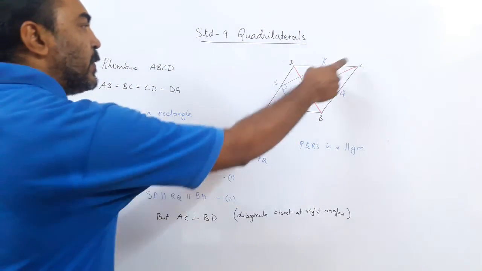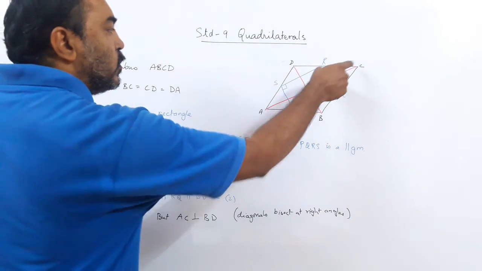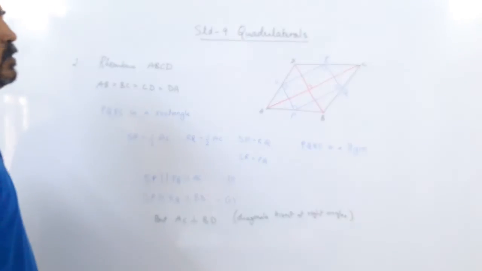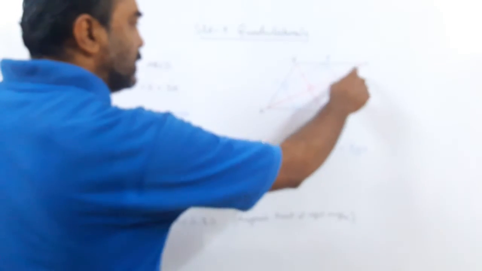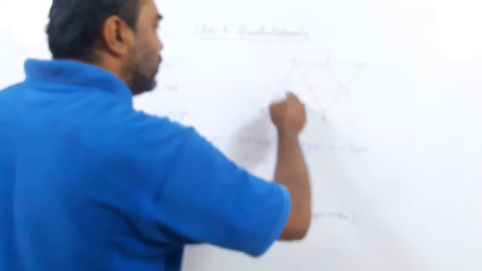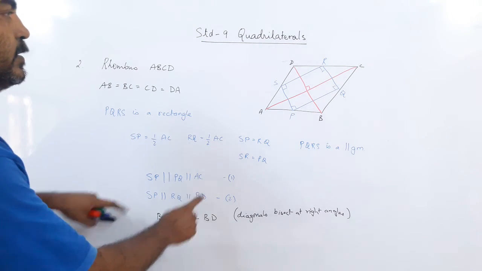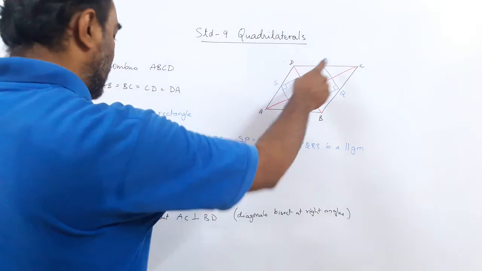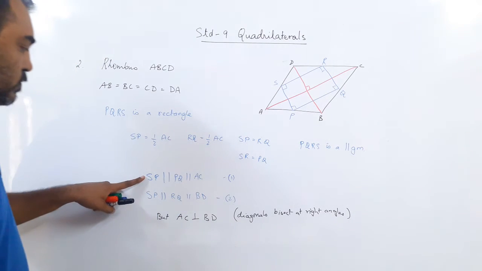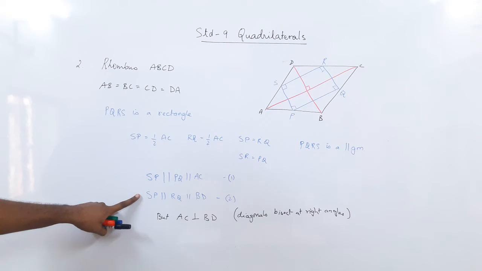Now, if BD is perpendicular to AC, it means even SP is perpendicular to AC. Clear? We have got AC is perpendicular to BD. So, if BD is perpendicular to AC, then even SP is perpendicular to AC. But SP is parallel to BD, so SP is perpendicular to SR also. Am I getting clear to you? Are you following what I am saying?